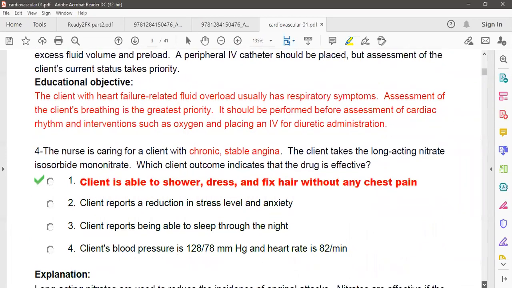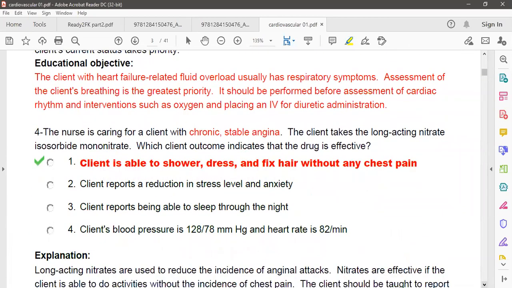What are the educational objectives? The client with heart failure related fluid overload usually has respiratory symptoms. Assessment of the client's breathing is the first priority. It should be performed before assessment of cardiac rhythm and interventions such as oxygen and placing the IV for diuretic administration.